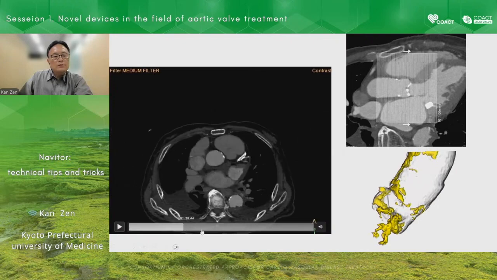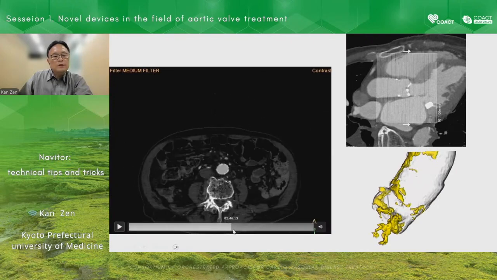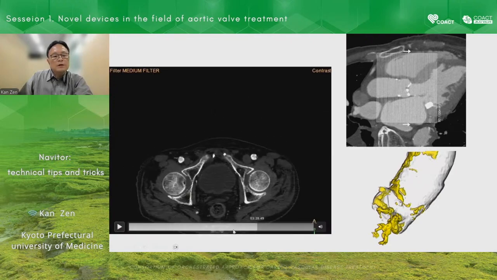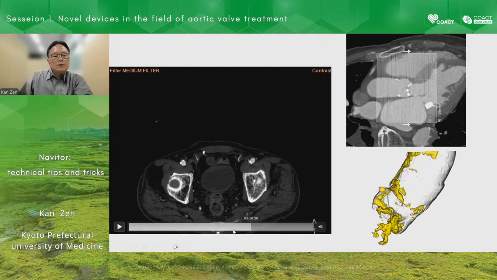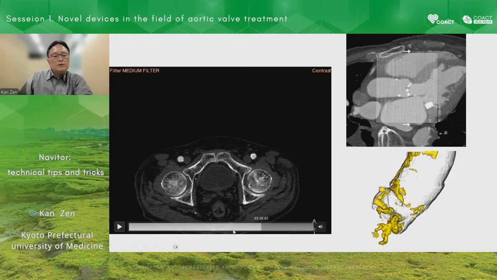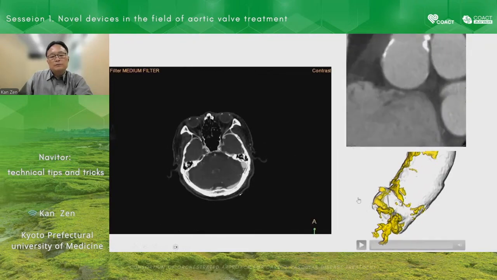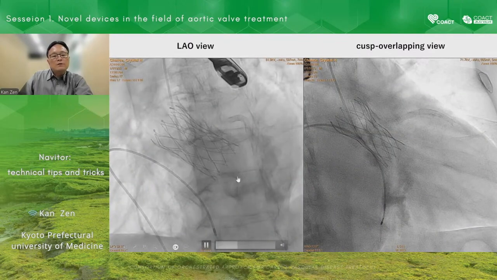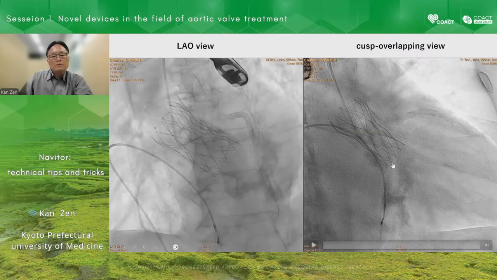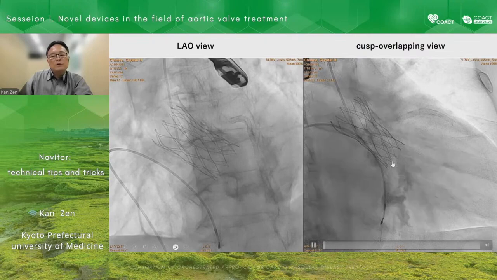From the axial view of the CT, the bilateral common femoral artery is covered by this curve like this. And from the left subclavian access, the Navitor valve can be implanted successfully like this.